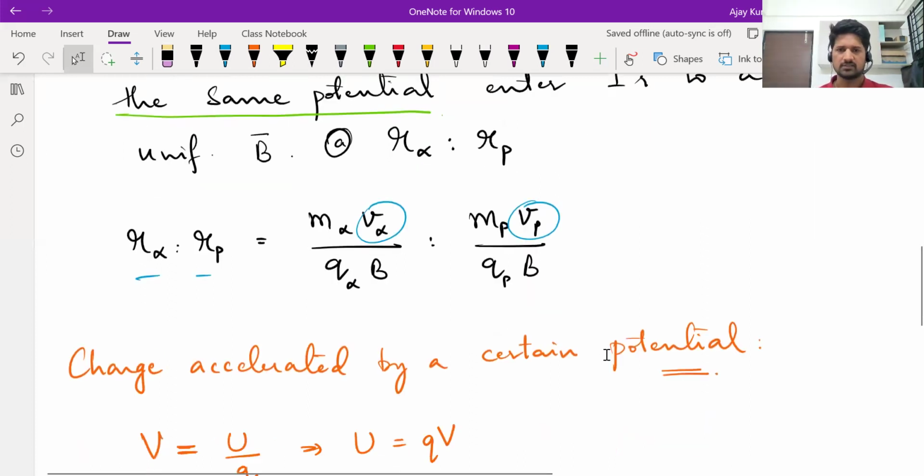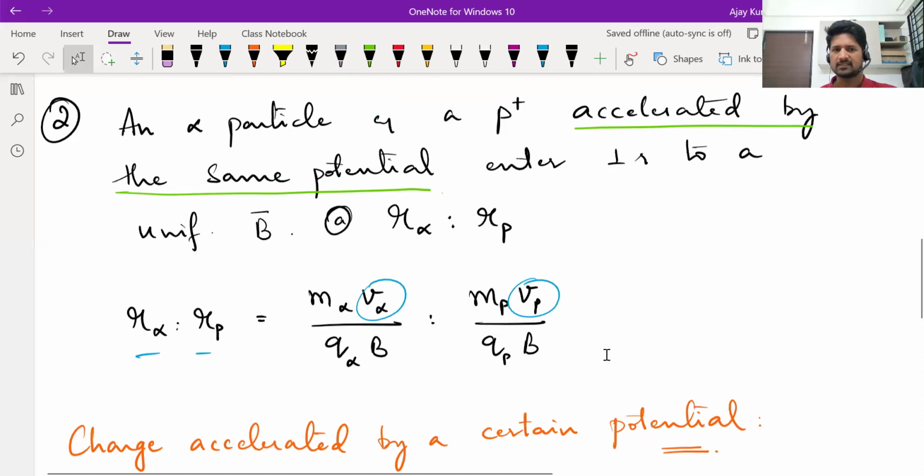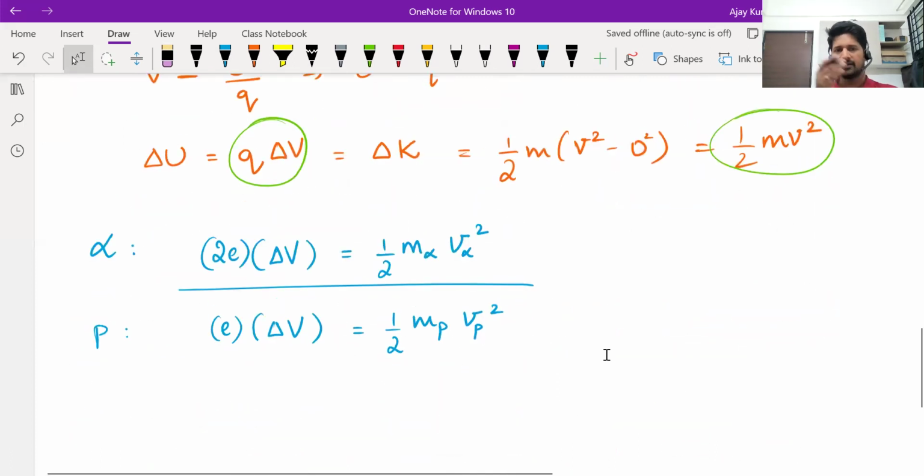Such cases. Okay, so remember, when a charge is accelerated by some potential, it gets an energy of q delta v. Q is the charge, delta v is the potential difference by which it has been accelerated. Okay, and that q delta v can be equated to its change in kinetic energy, and we are assuming it started from rest, so its final kinetic energy itself will be q delta v. From that you can get a rough idea of its speed and all.